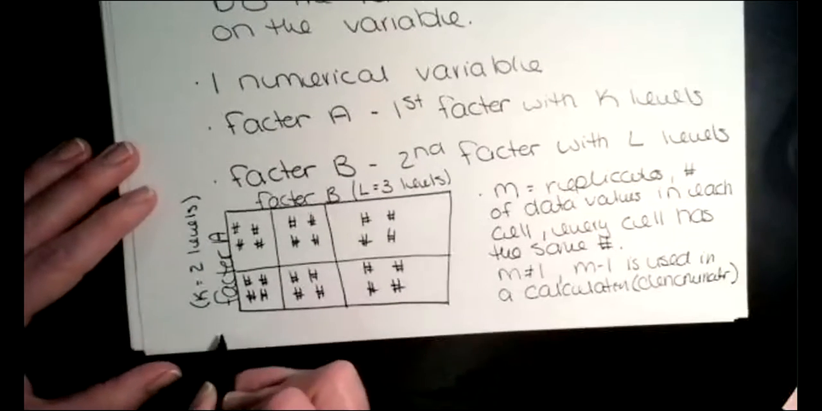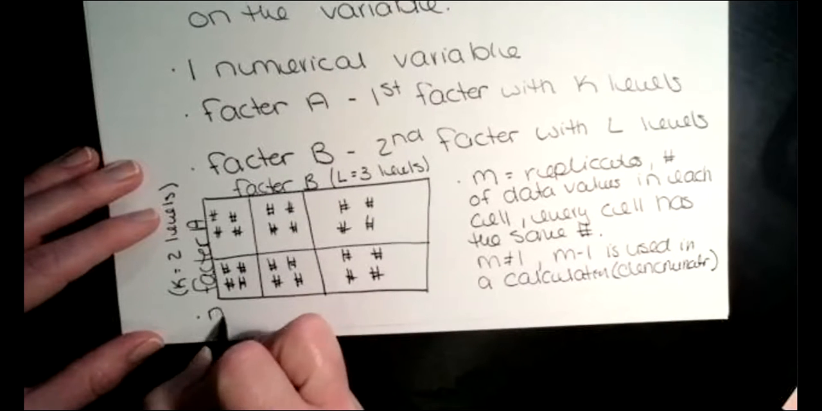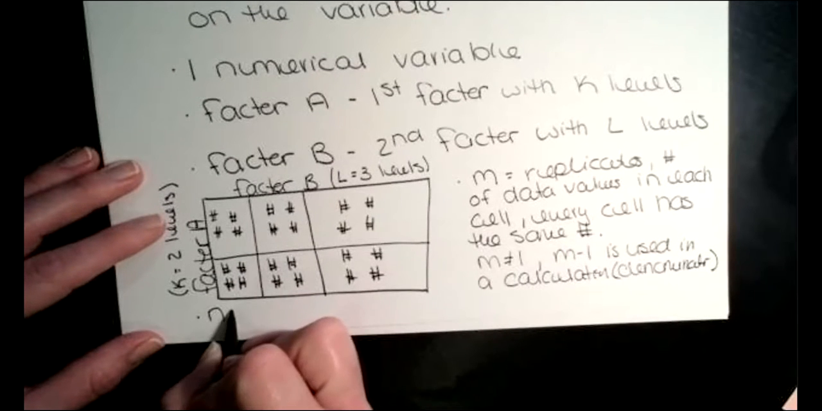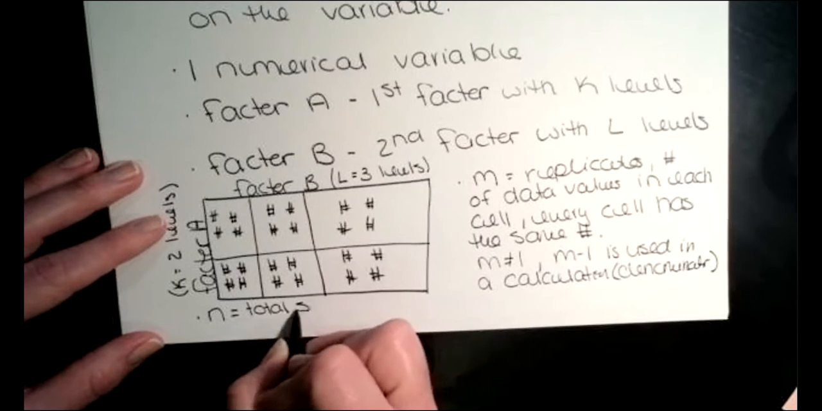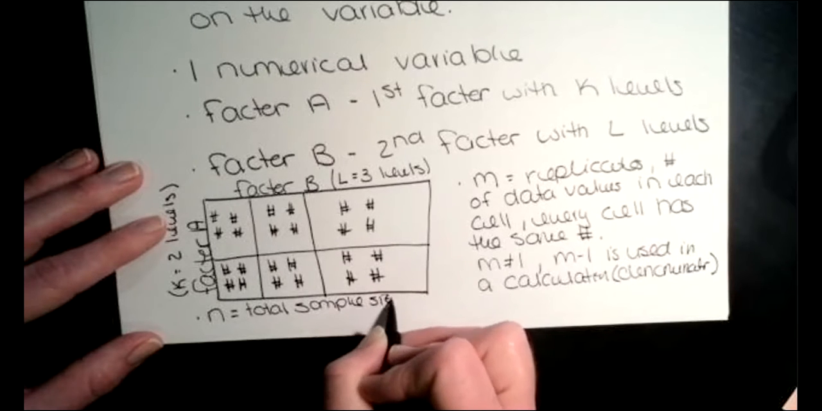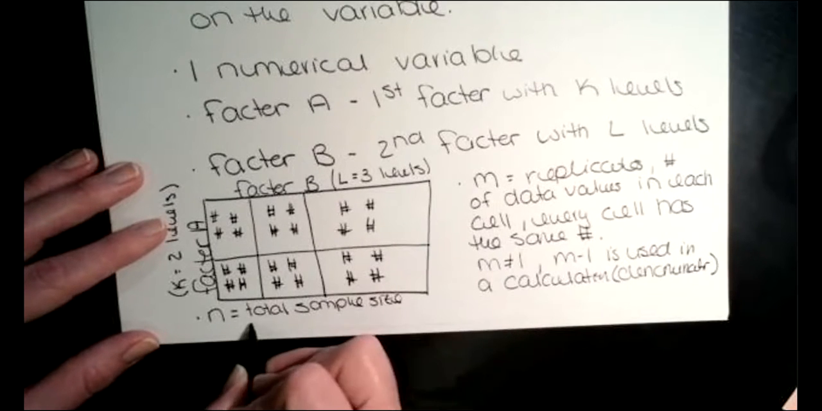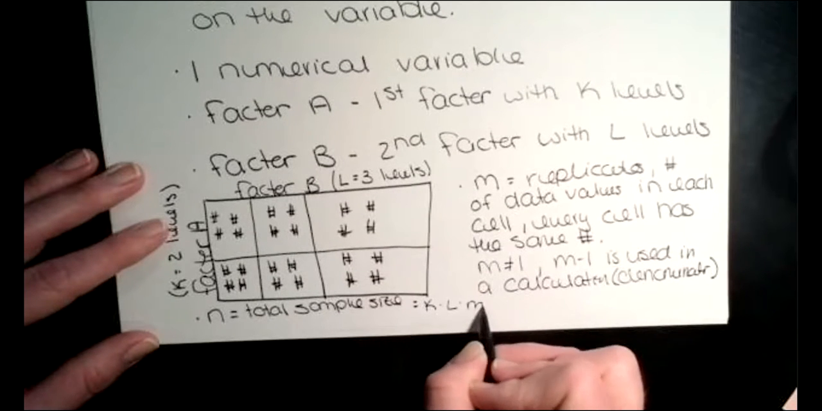So let's talk about N. I'm going to squeeze it in here. So N is going to be equal to our sample size, right? I'm just going to say total sample size. So you know it's all of these values. And you could calculate this very easily. So N is equal to K times L times M.